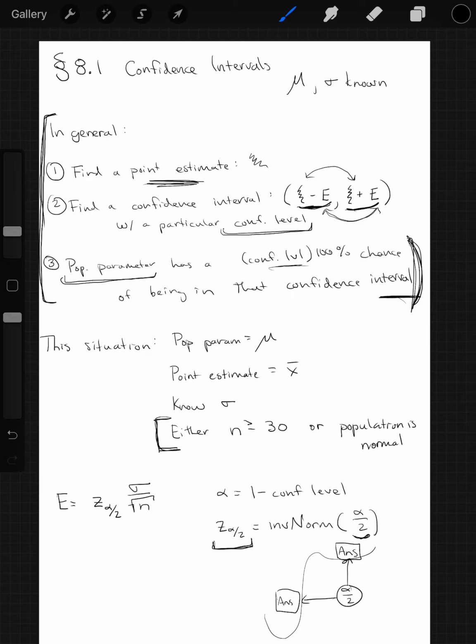So the particular situation that we're in this section is we are trying to figure out things about mu. That's the population parameter in question. The point estimate is X bar, right? The sample parameter that goes with mu is X bar. And for our purposes, we always want to know sigma, right? If we don't know the population standard deviation, we'll get into that in a couple of sections. We have to know an entirely new distribution for it.